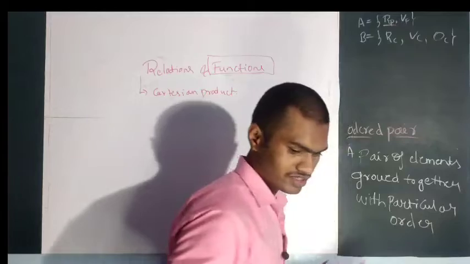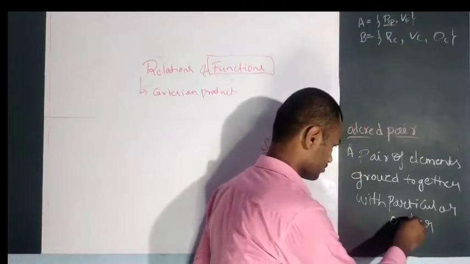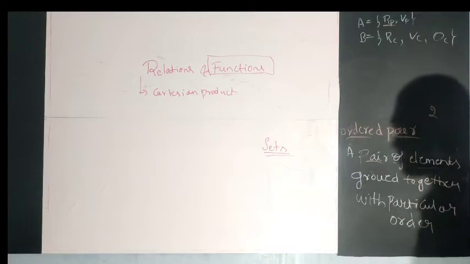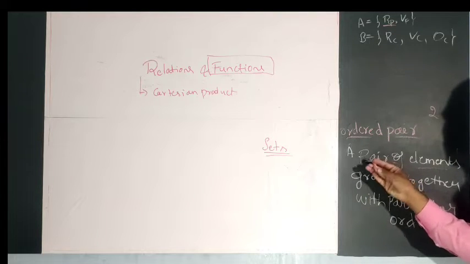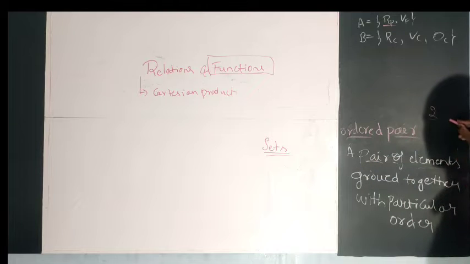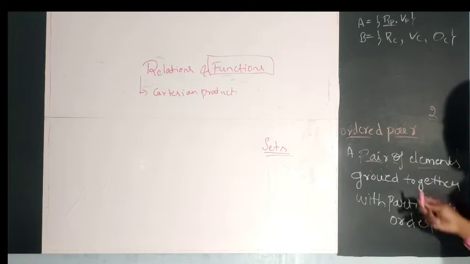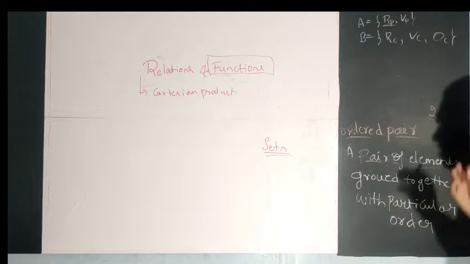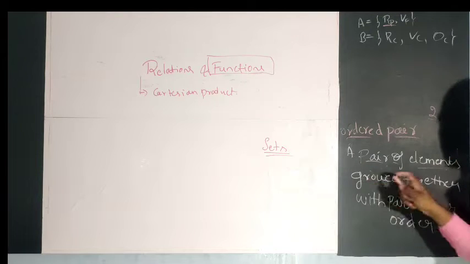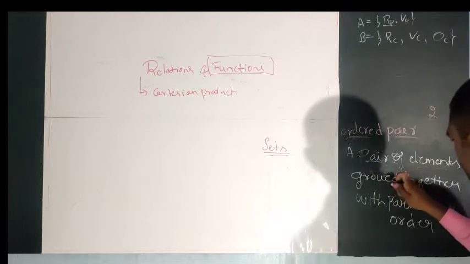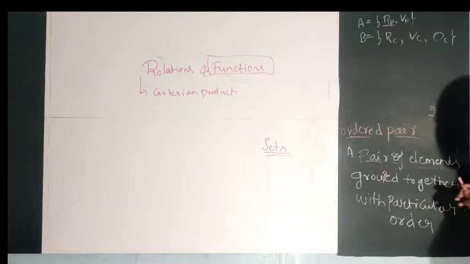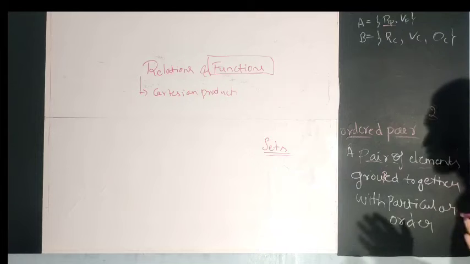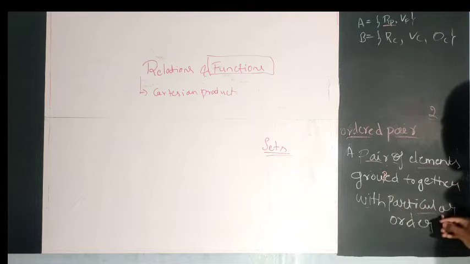Can you understand the definition of ordered pair? What does the ordered pair definition really say? A pair of elements. What does pair mean? How many elements will be there? Two elements will be there in this pair. Grouped, G-R-O-U-P-E-D. A pair of elements grouped together means two elements grouped together with a particular order.